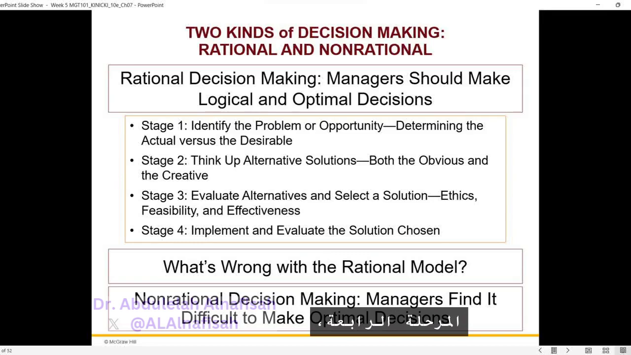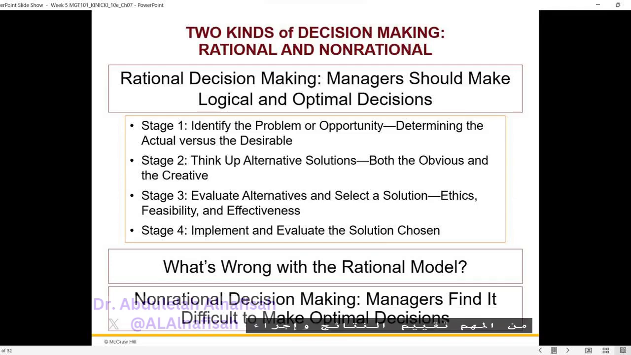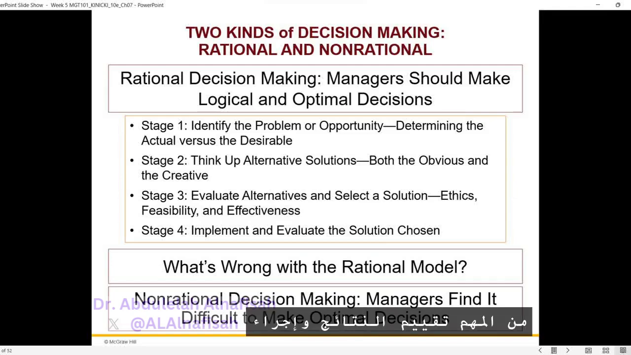Stage 4. Implement and evaluate the chosen solution. This stage involves putting the chosen solution into action and monitoring its effectiveness. It is important to evaluate the results and make adjustments as needed. Additionally, we discuss non-rational decision-making, where managers find it difficult to make optimal decisions. We also explore the challenges associated with the rational model.